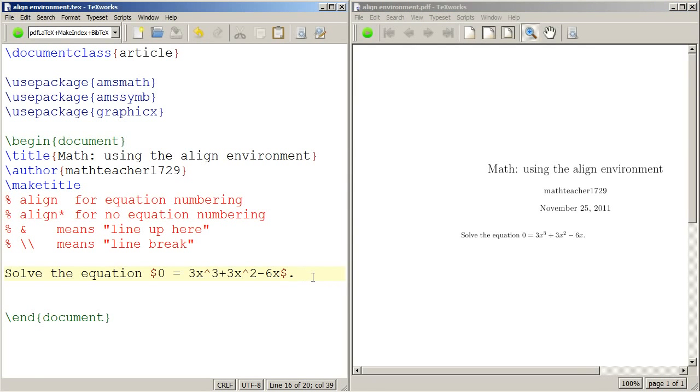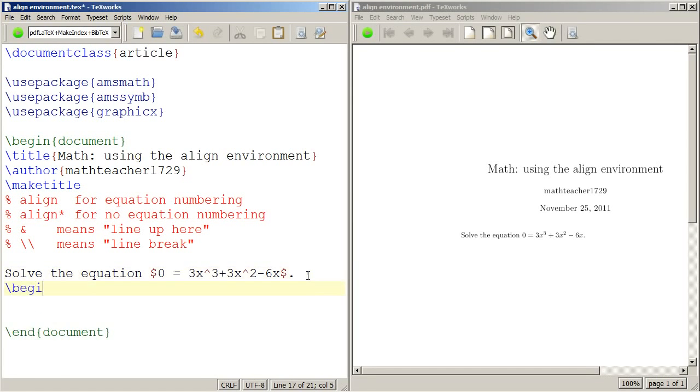So let's suppose we have the problem, solve the equation 0 equals 3x to the third plus 3x squared minus 6x. In the past lesson, we showed how to do superscripts and how they belong in dollar signs and so on. In this lesson, let's use the align environment to nice and neatly solve this problem.